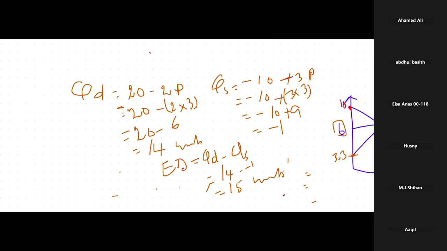I'll tell the method again. Whatever the price given, if they ask you to find the excess demand, substitute that price and find the QD, and then substitute the same price and find the QS. Then you get the QD and QS, no? And find out the difference, the QD, QS difference, as excess demand. That's all you have to do. Clear?